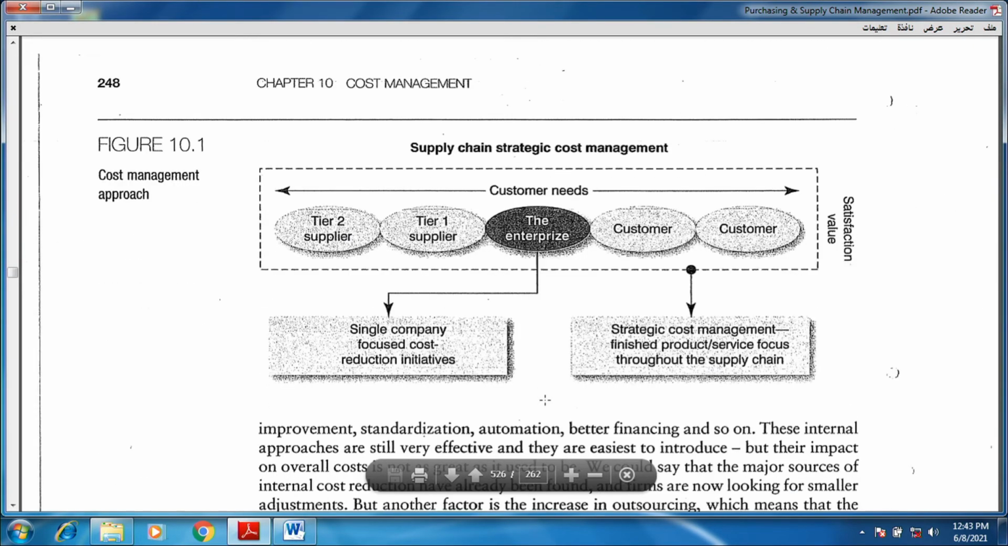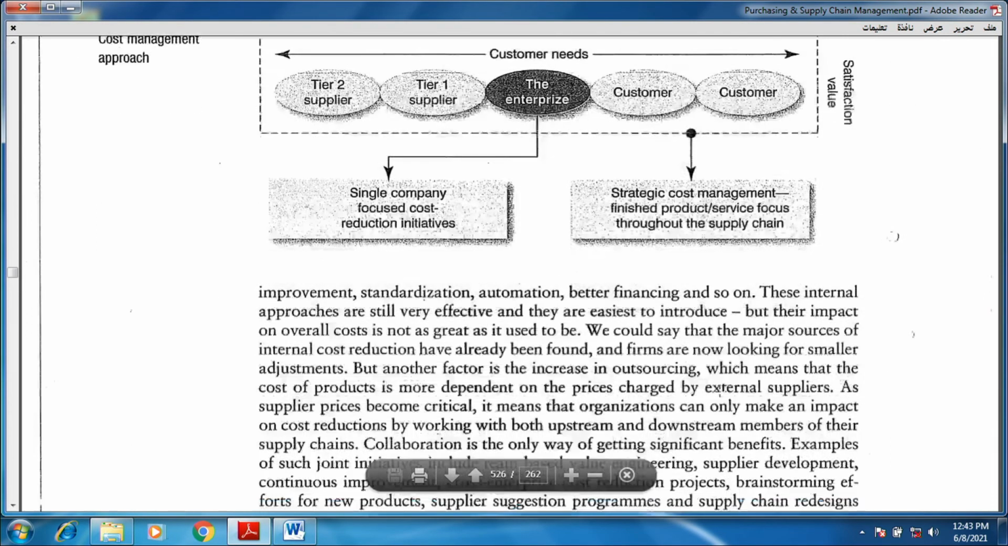We will talk about these figures in the upcoming lecture, in a separate one, but simply we here have the enterprise, and we have the suppliers, and we have the customers. We want to work hard with the suppliers until we reach the customers. How can we do this? We have a single company focus, and we have a strategic cost management. Well, we'll talk about it later on.